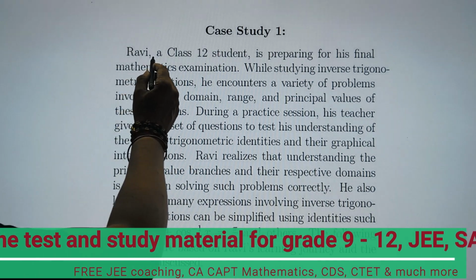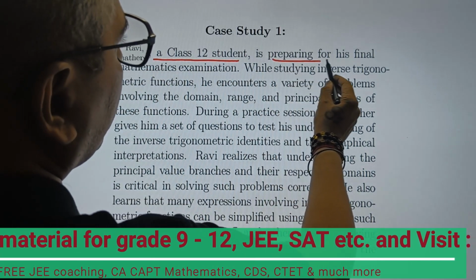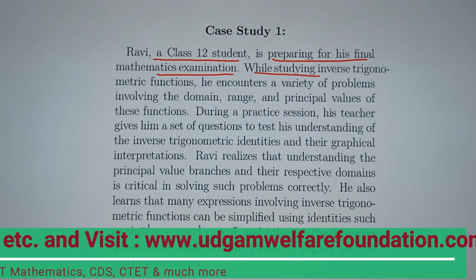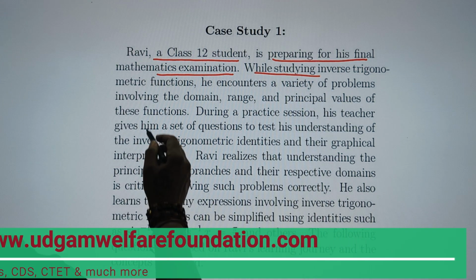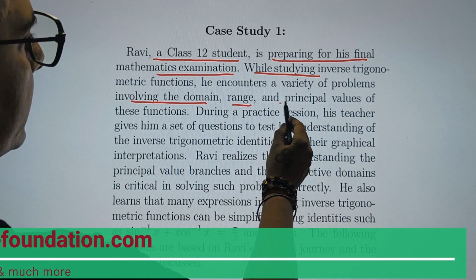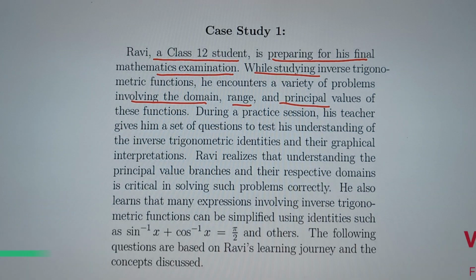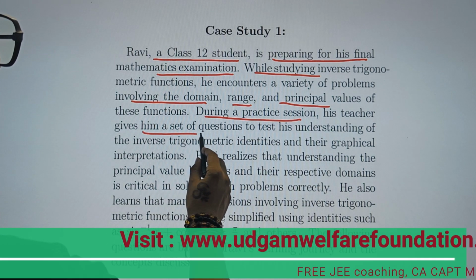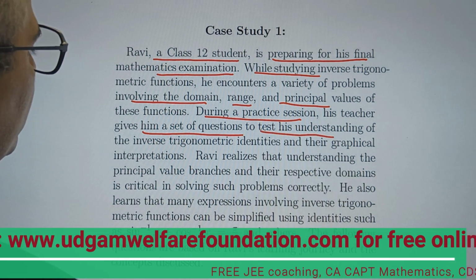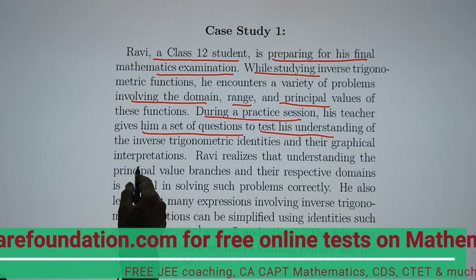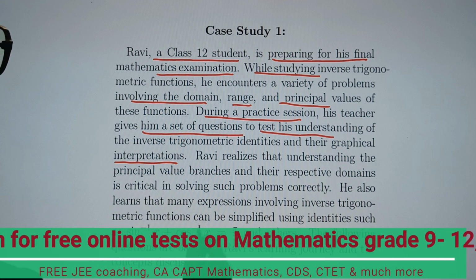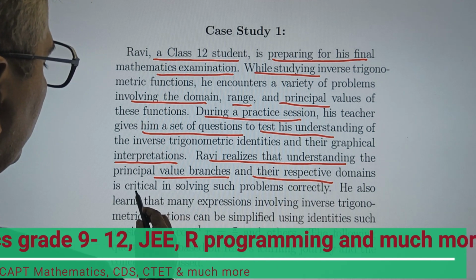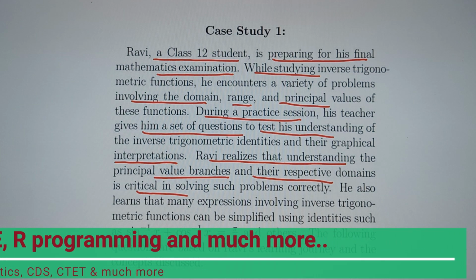It states: Ravi, a class 12 student, is preparing for his final mathematical exam while studying inverse trigo functions. He encounters a variety of problems involving the domain, range and principal values of these functions. During a practice session, his teacher gives him a set of questions to test his understanding of the inverse trigo identities and their graphical interpretations. Ravi realizes that understanding the principal value branches and their respective domains is critical in solving such problems correctly.